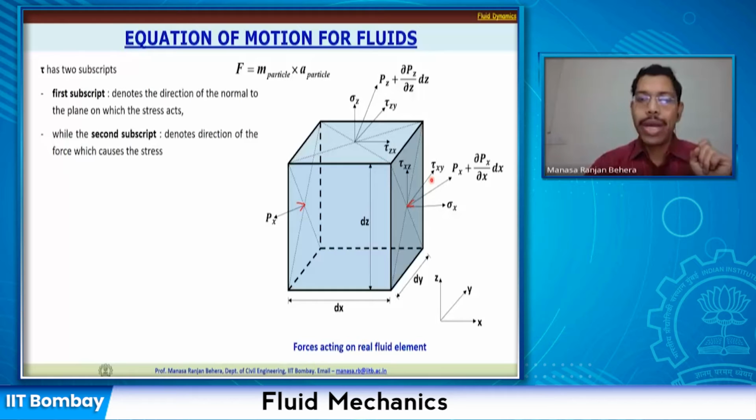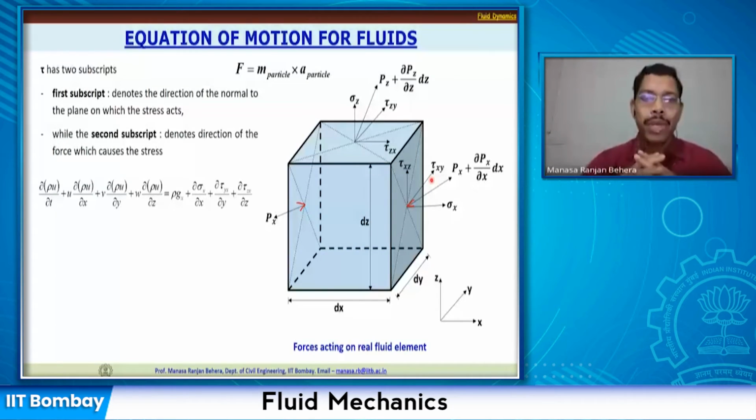Now let us write down the equation. On the left-hand side of this equation, we could see that this is nothing but mass into acceleration. We have taken the volume out, so this is mass into acceleration per unit volume. So you can write dou rho u by dou t plus u dou rho u by dou x plus v dou rho u by dou y plus w dou rho u by dou z.